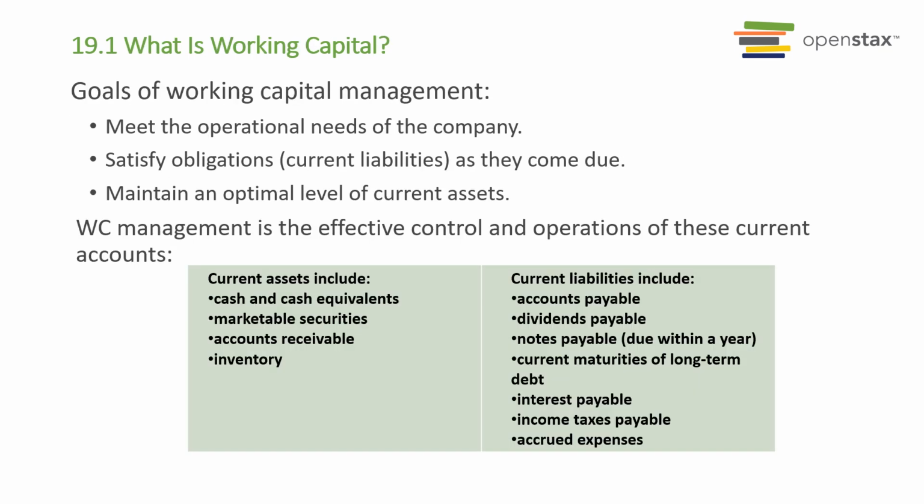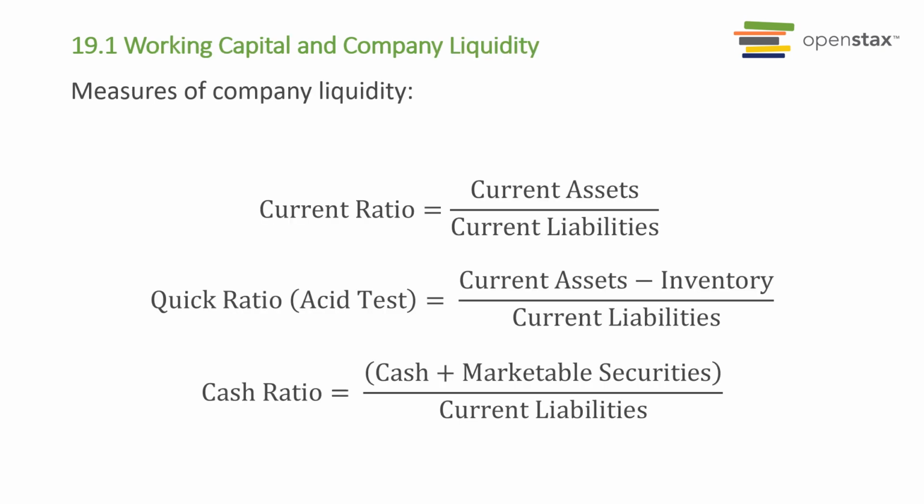The goals of working capital management are to meet the operational needs of the company, to satisfy obligations or current liabilities as they come due, and maintain an optimal level of current assets. WC management is the effective control and operations of these current accounts. Current assets include cash and cash equivalents, marketable securities, accounts receivable, and inventory. Current liabilities include accounts payable, dividends payable, notes payable due within a year, current maturities of long-term debt, interest payable, income taxes payable, and accrued expenses.